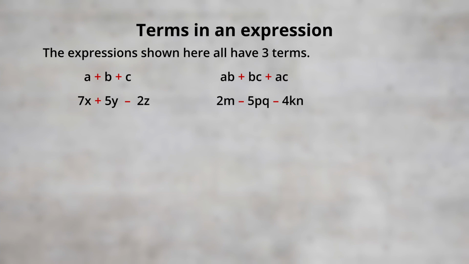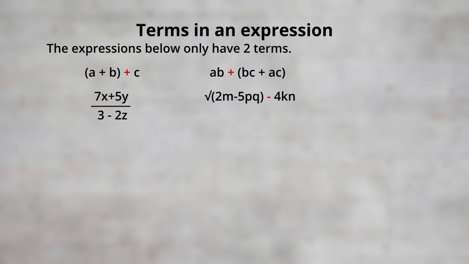The expression a plus b plus c has 3 terms. It cannot be simplified further. ab plus bc plus ac also has 3 terms as well as the others shown on the screen. Sometimes plus and minus signs do not separate terms. The expressions shown have been changed slightly and now they only have 2 terms. Can you see what has changed?